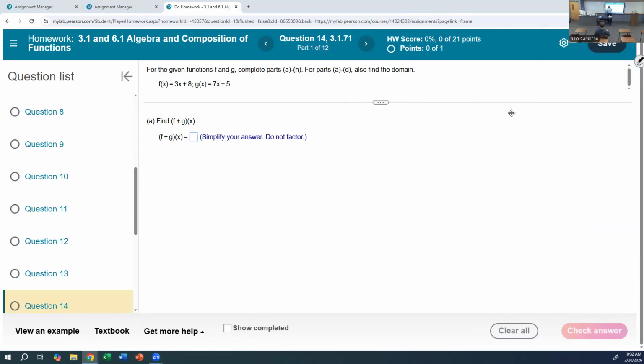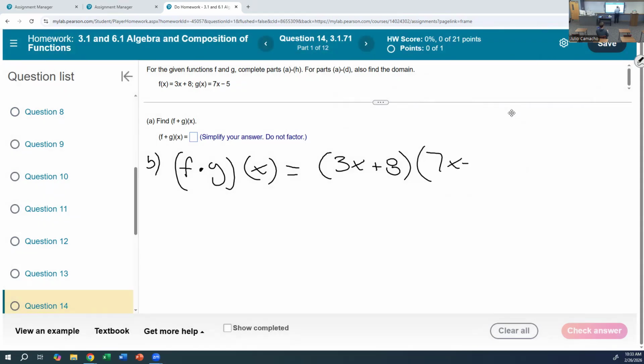14b, that is A. B is f times g of x. What are you doing here? Oh, it's just f of x times g of x. So now we are foiling, because f of x is 3x plus 8 and g of x is 7x minus 5. We need to FOIL, so we start foiling.